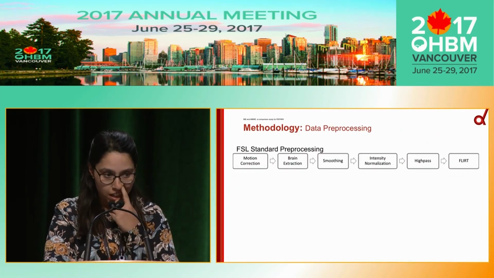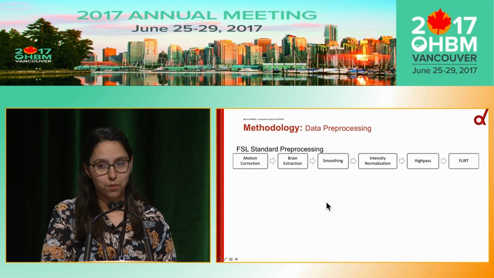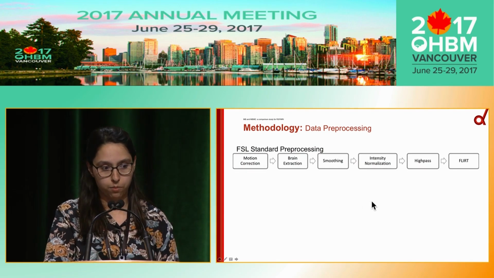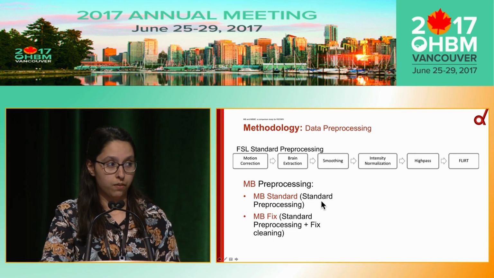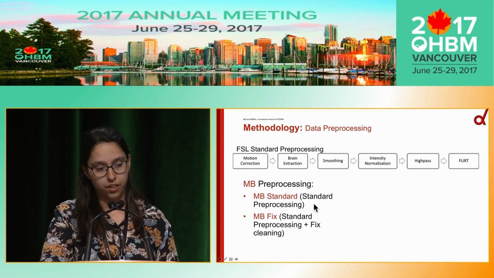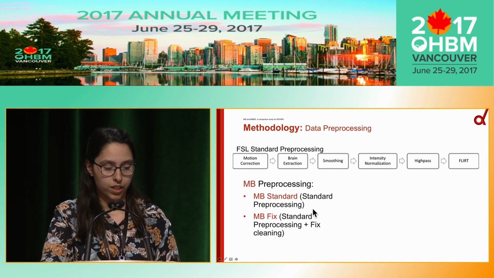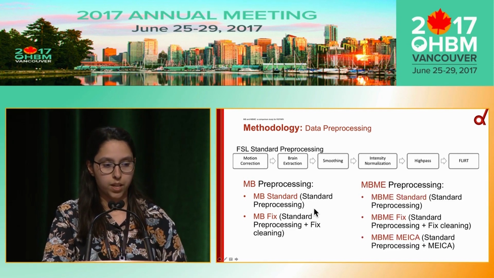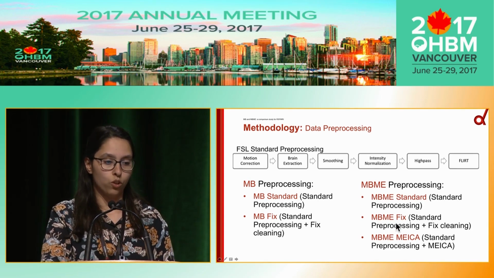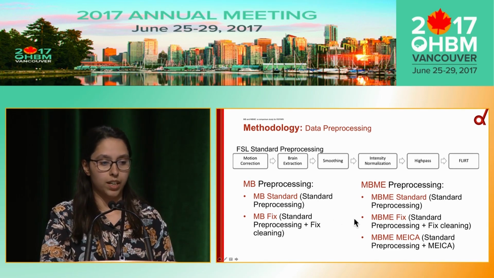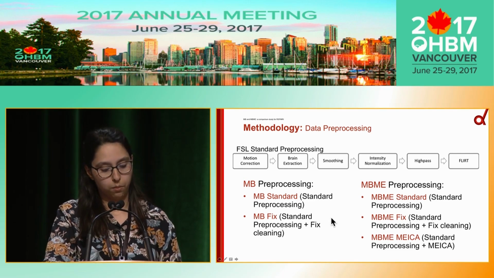On the pre-processing side, in order to avoid any surprises, we try to keep the pre-processing pipeline as similar as possible between the two sequences. For multiband, we have two different categories: multiband standard with the standard pre-processing, and multiband FIX, where we use FIX cleaning on top of that. For MBME, we have the recommended method, which is MEICA, but on top we also want to see how the results are affected if you have a similar cleaning method, and with a different kind of cleaning method.